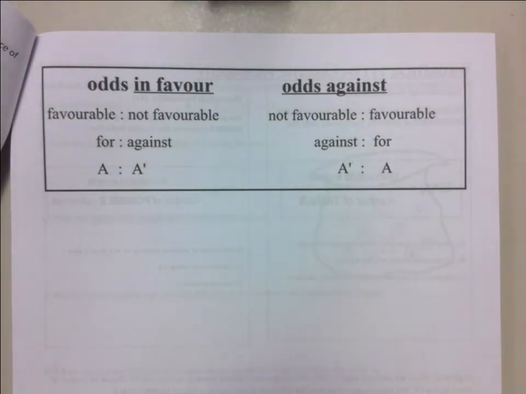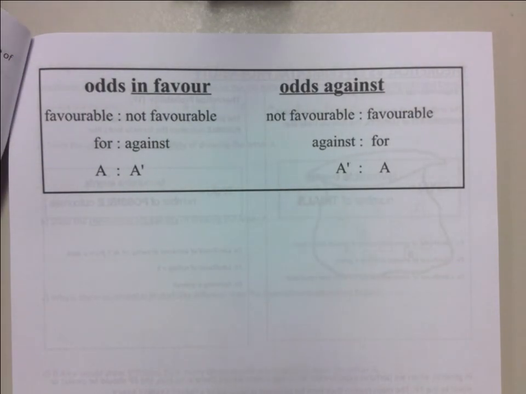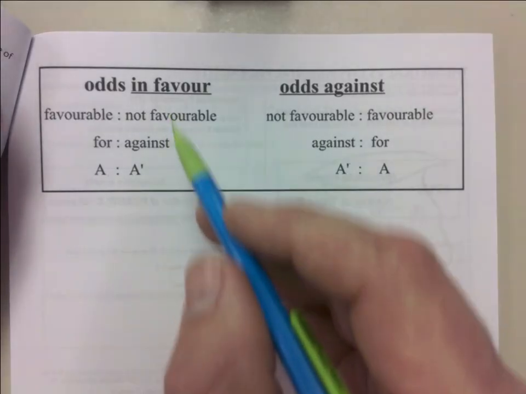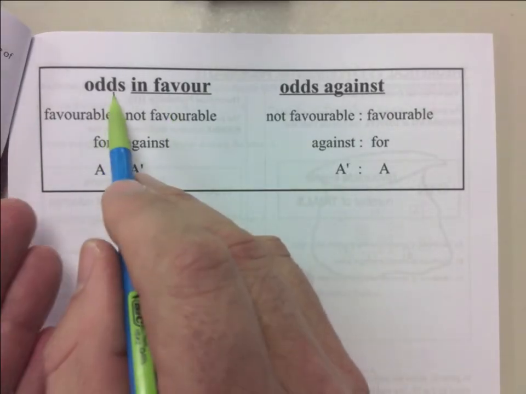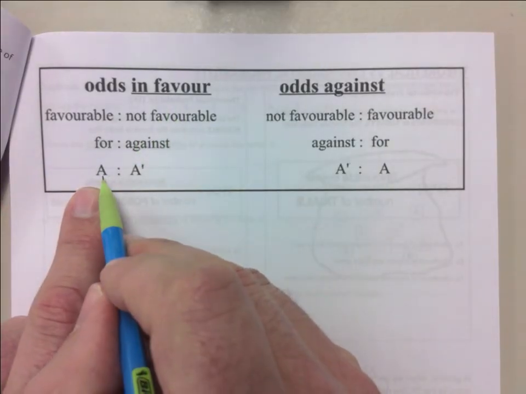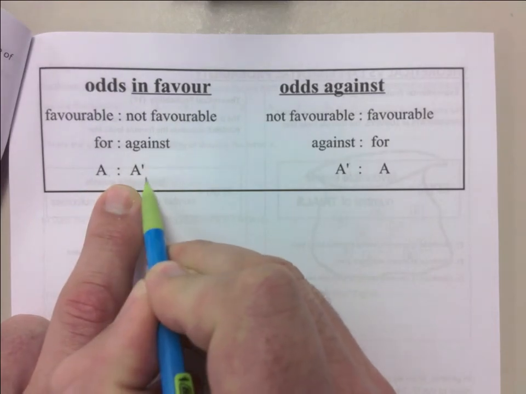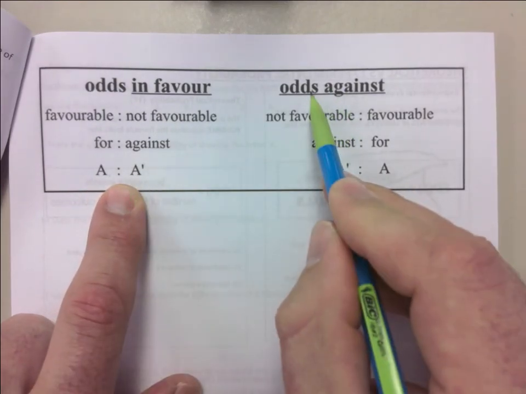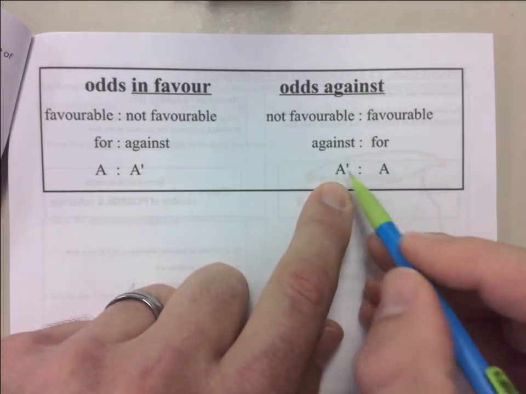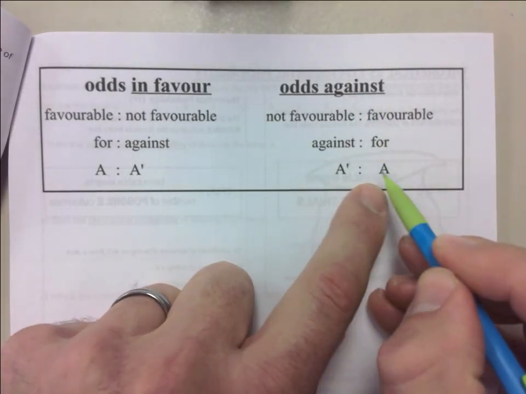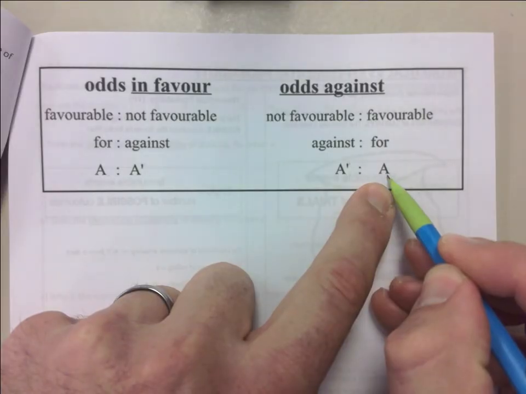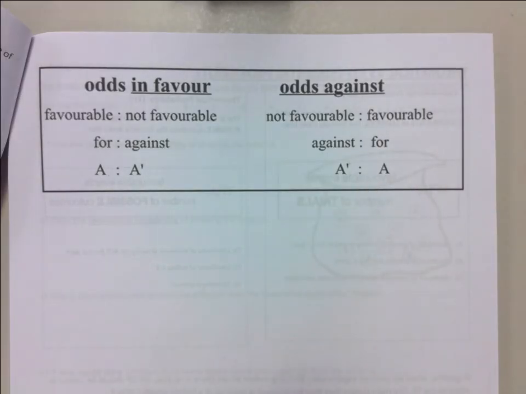Odds in favor, odds against. So that's just a reminder there. If it says odds in favor, we want the events for it happening first and not happening second. If it says odds against, you'll have it not happening first and it happening next. Let it sink in for a moment.